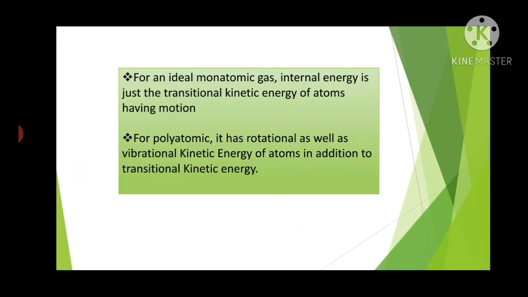Now let us see an ideal monoatomic gas. Before learning about this, I want to tell you that we are now going to study the microscopic order of energy of a moving object. Since we have seen this part in kinetic theory of gases, we will take a reference from that. For an ideal monoatomic gas, internal energy is just the translational kinetic energy of atoms having motion. So for monoatomic gas, we are considering only the translational motion.